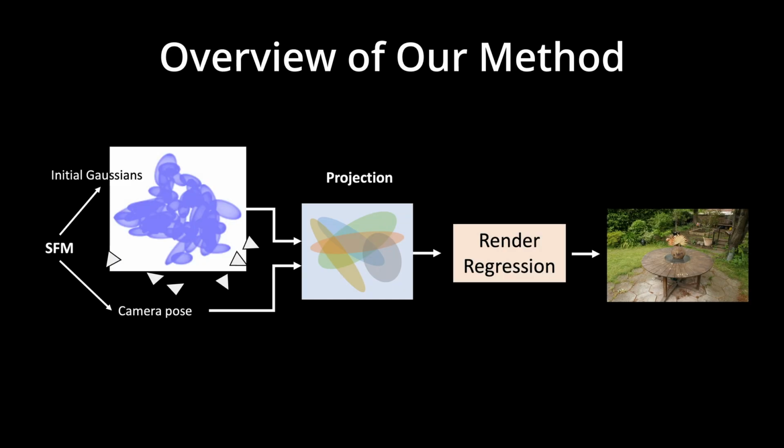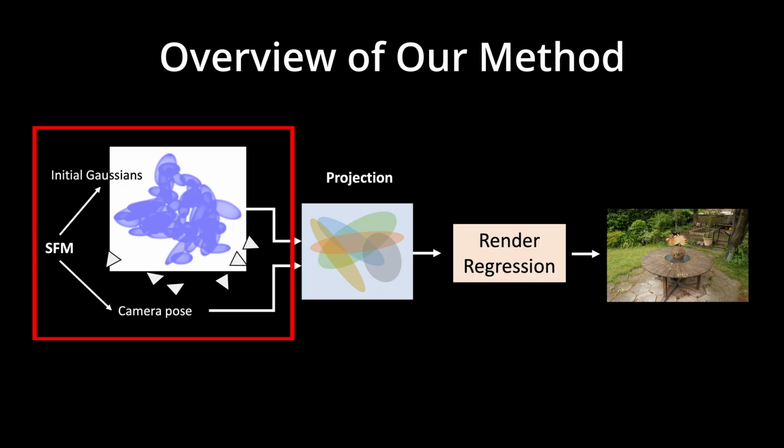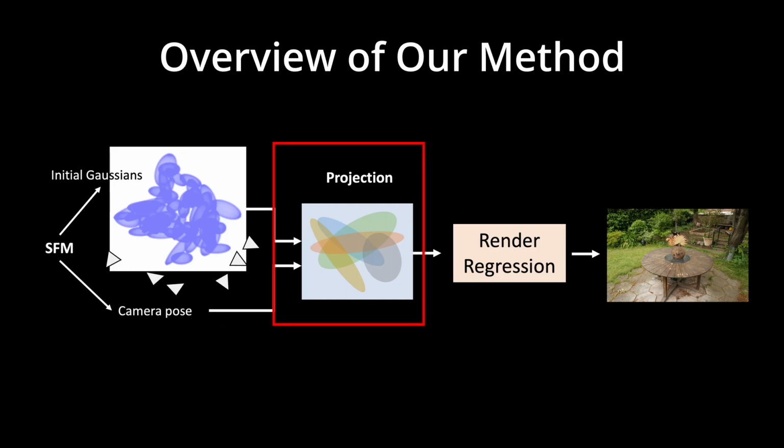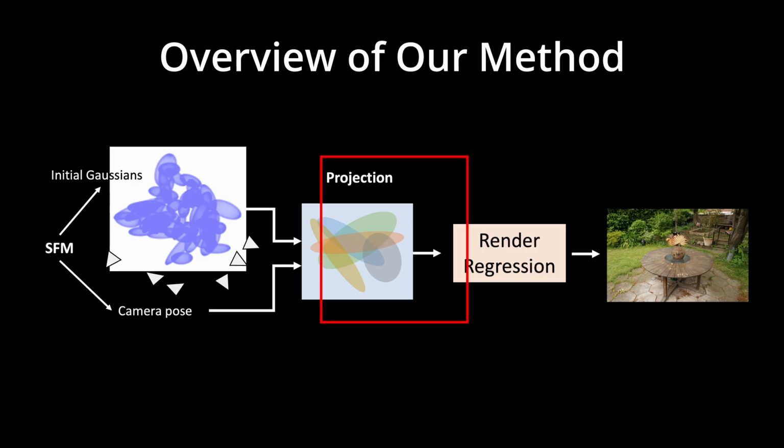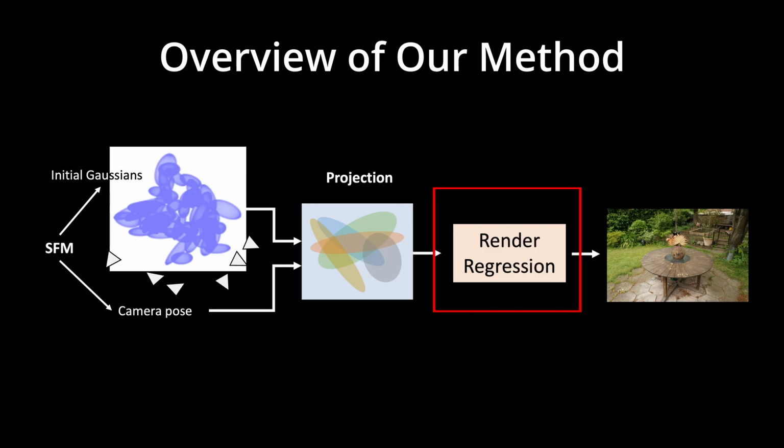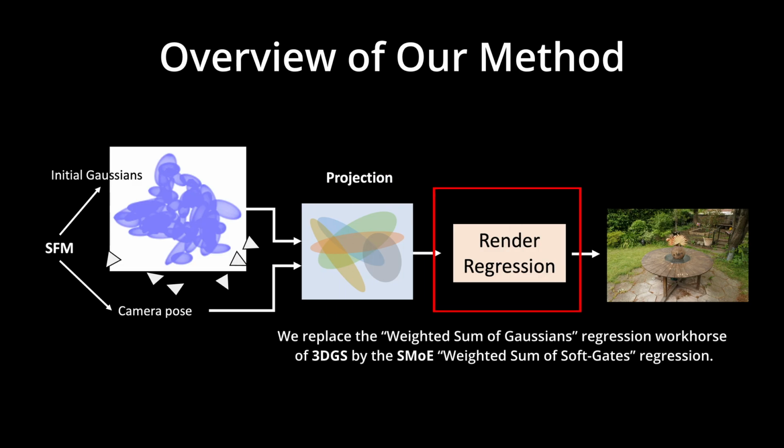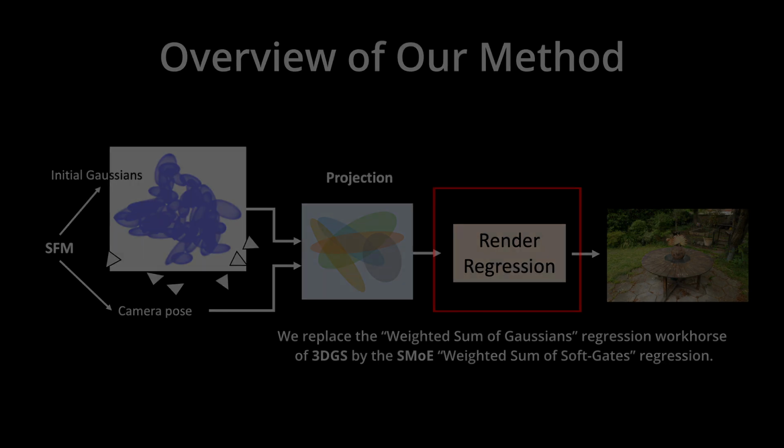Our pipeline builds on the 3DGS framework, but modifies the regression layer. We begin with structure from motion to estimate sparse point clouds and camera poses. 3D Gaussians are splatted into the 3D scene. These Gaussians are projected onto the 2D image plane using the given camera pose. Then, the regression is used to synthesize views. Our key contribution lies in the regression model used at this stage. We replace the weighted sum of Gaussians regression of 3DGS by the SMoE weighted sum of soft gates regression.